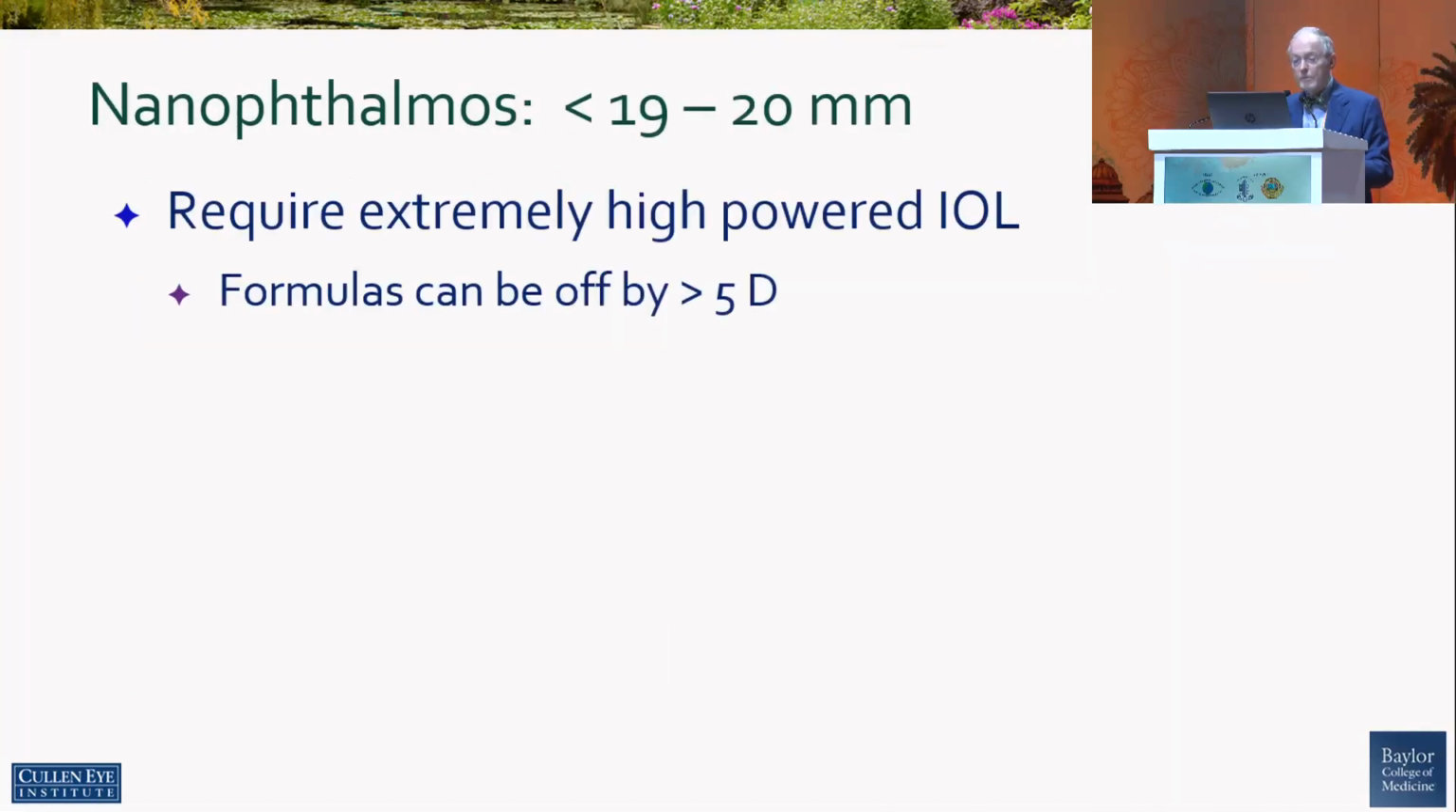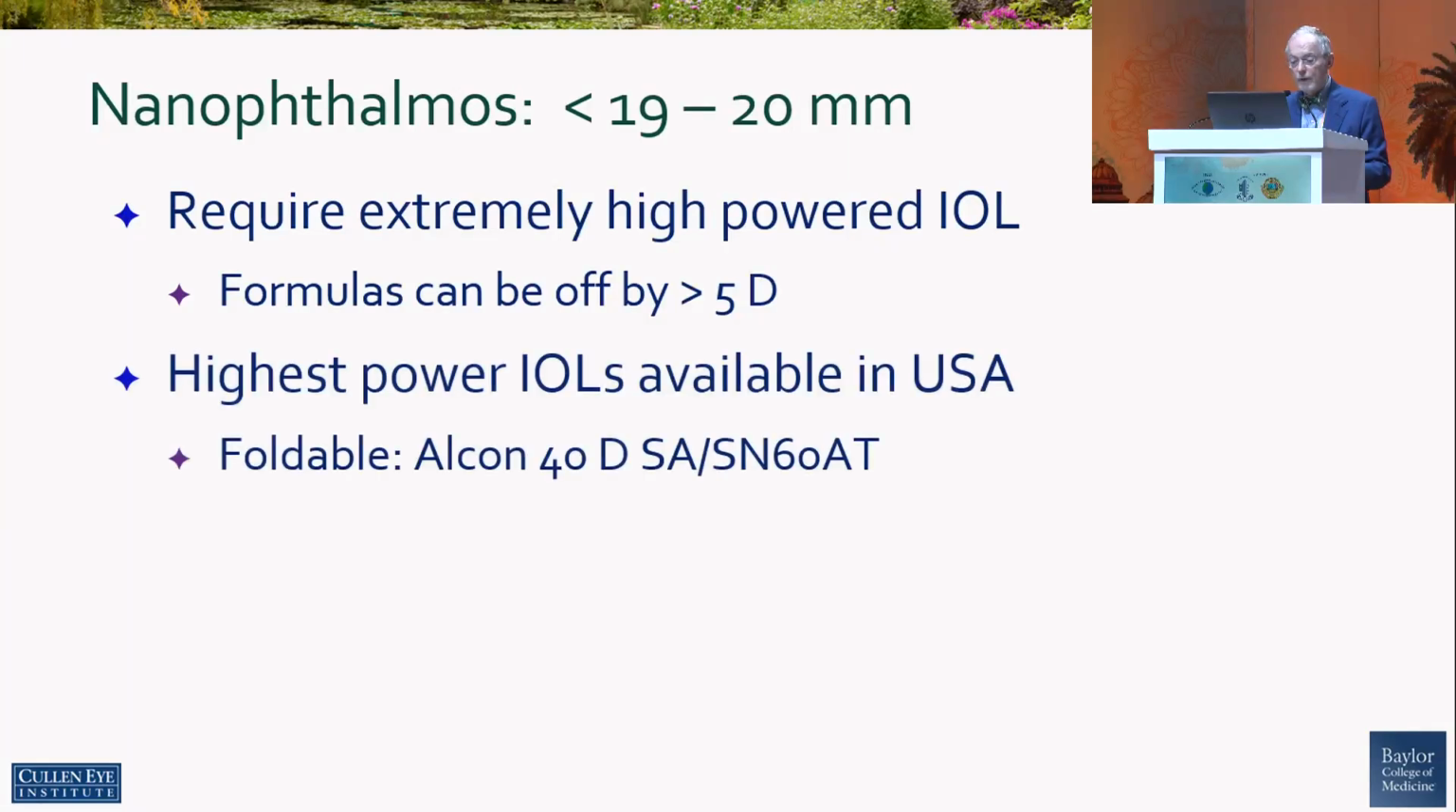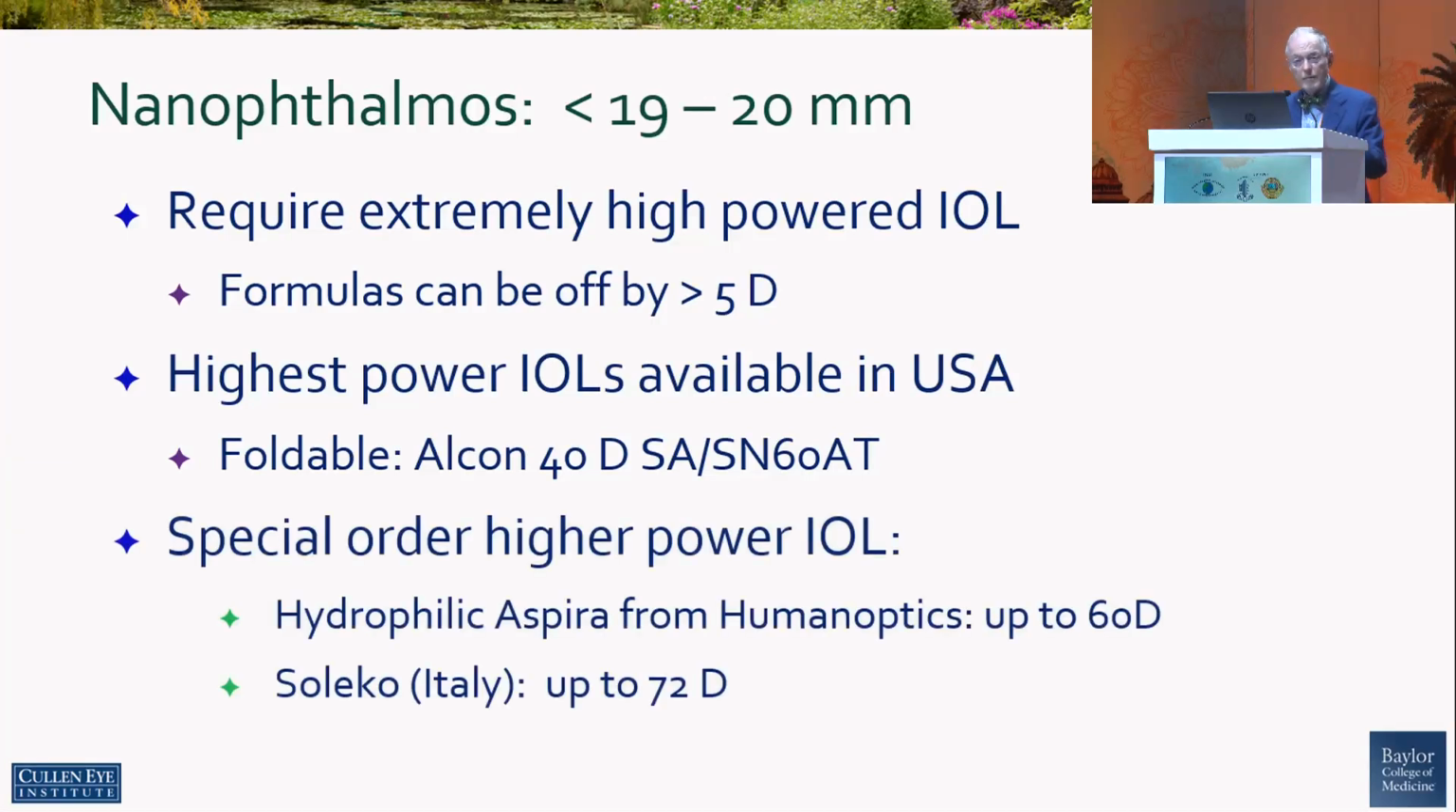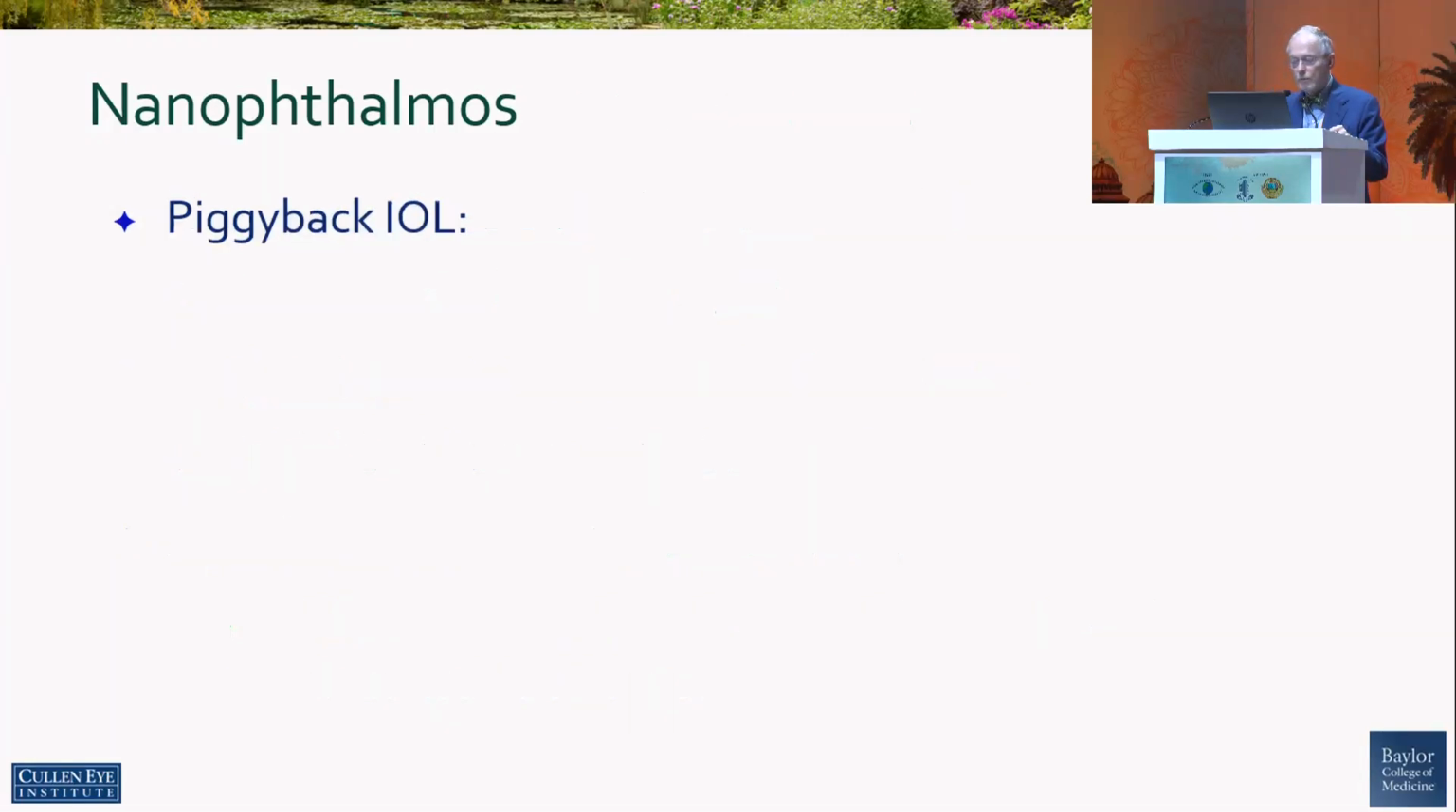Nanophthalmos is even more challenging. The formulas can have errors by 5 diopters or more, and we have a challenge because in the US, the highest power IOL we have is 40. You folks from India and internationally can get other special lenses. One was from Human Optics and a company from Italy, Soleco, up to 72 diopters. But remember, these eyes can be really inaccurate.